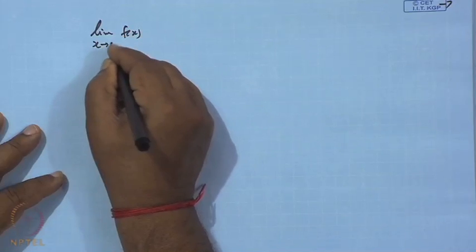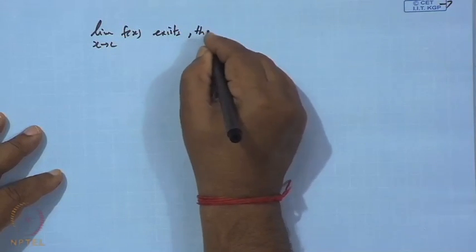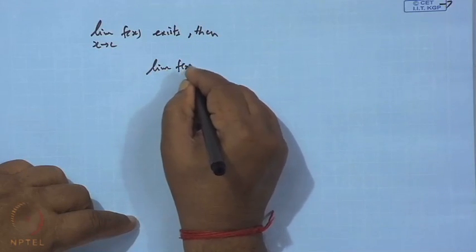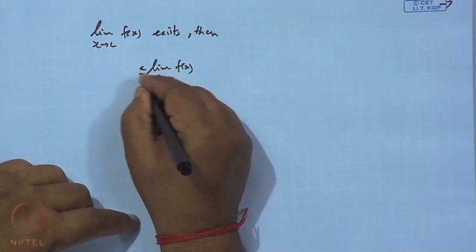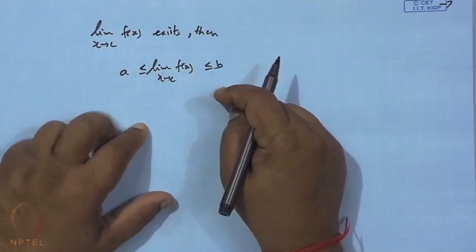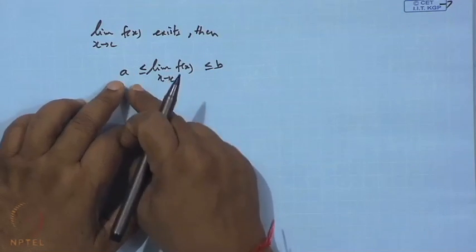as x tends to C exists, then the limit of this f(x) when x tends to C will lie between A and B, meaning the limit of f(x) cannot go beyond the bounds; it will lie between the two bounds A and B.